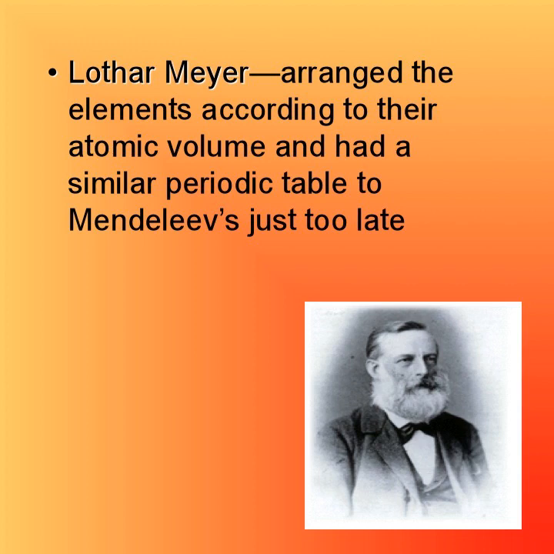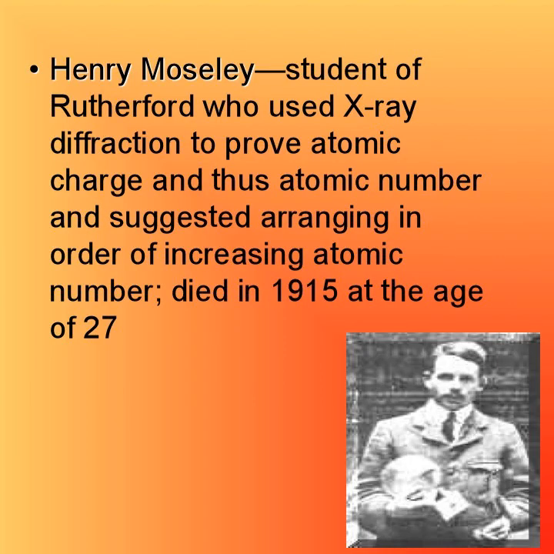And then there's a gentleman you've probably not heard of either named Henry Moseley, a British gentleman who was a student of Ernest Rutherford, the gentleman who did the gold foil experiment that actually accidentally disproved the plum pudding model. He used a technique known as X-ray diffraction to end up determining atomic number, meaning the number of protons that are present in an atom. And he suggested arranging the periodic table, or the elements, in order of increasing atomic number.